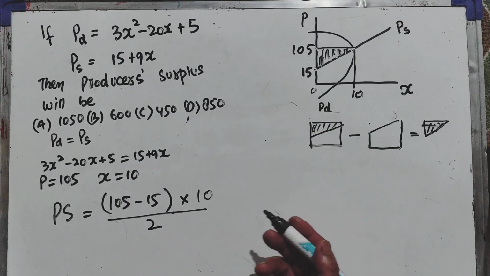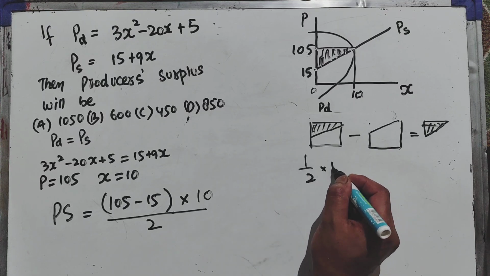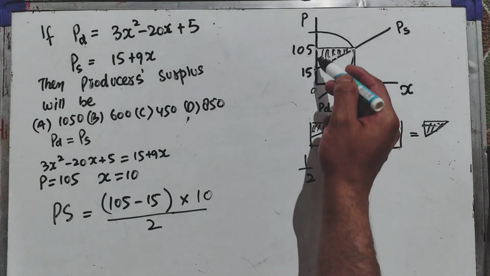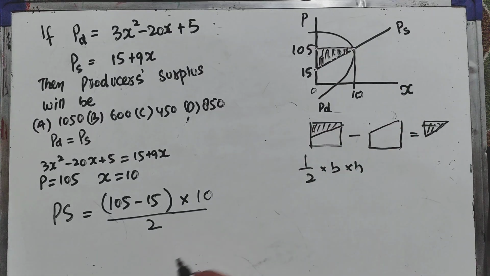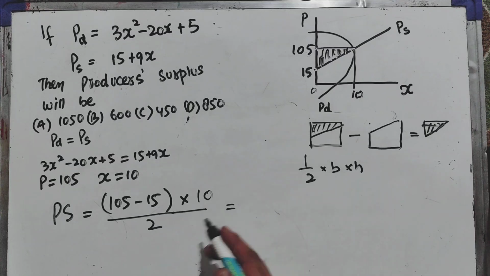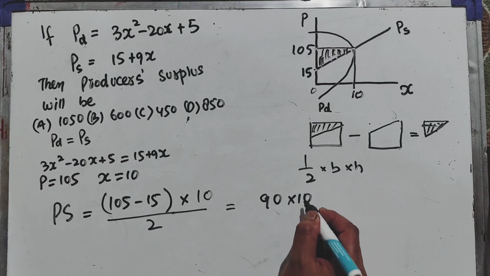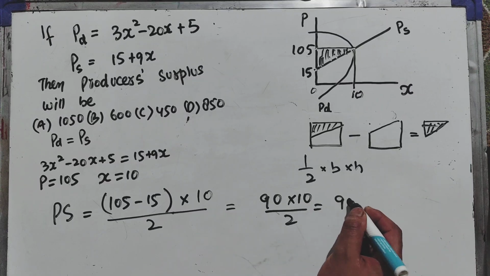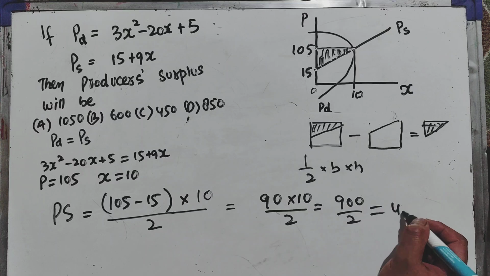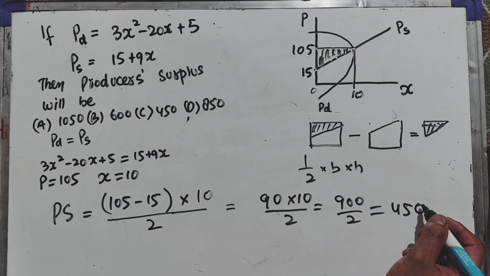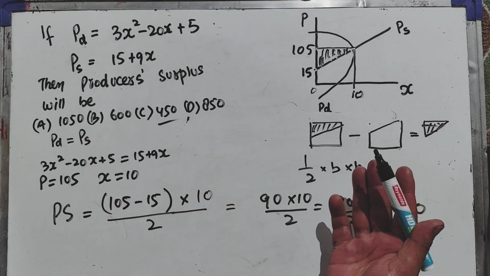This is the area of a right angle triangle, that is one half into base into height. Here, if we assume this is the base and this is the height, because we know the quantity is 10, then 105 minus 15 is 90, times 10 over 2, we get 900 over 2, which is equal to 450. We have 450 in the options. It is very simple to solve it like this.